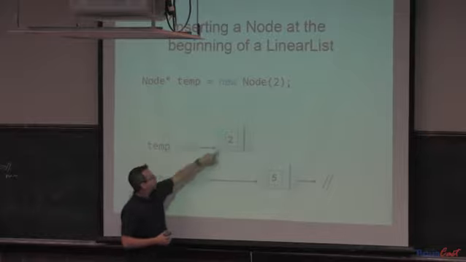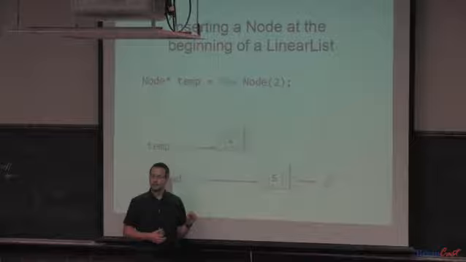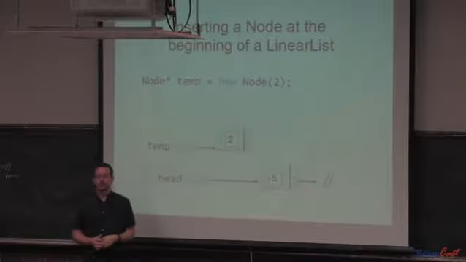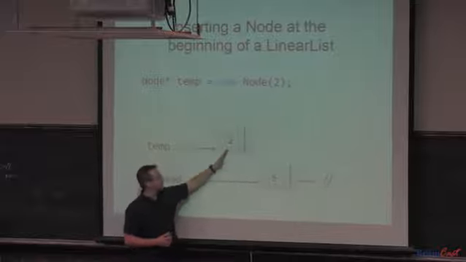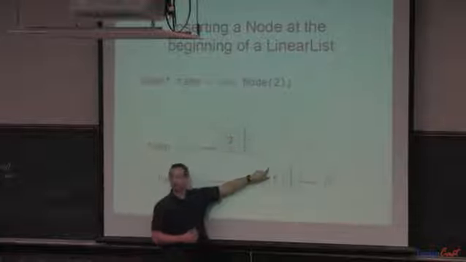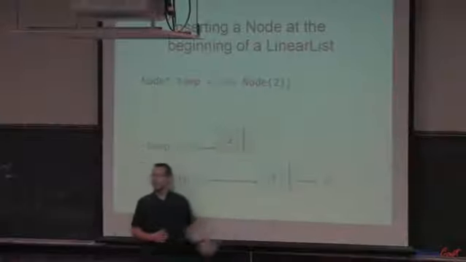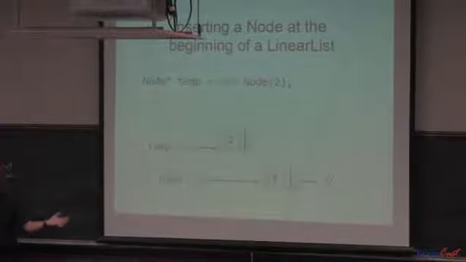Should I have head point to 2 and then have 2 point to 5? Is that a way to do it? Think about it. So I want to make head point to 2. So this guy will point to 2. And then I want head next to point to 5. Would this be a good way to do it? It's okay. Take a guess. Probability is that the answer is no.